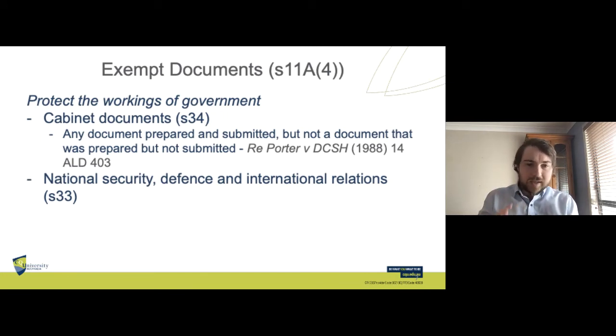The first sort of class is protecting the workings of government. So if you've heard the expression, you don't want to see how a sausage is made, it's a little bit like that. We don't want to expose the sometimes very messy and ugly inner workings of government. And so the really classic example here is a cabinet document.